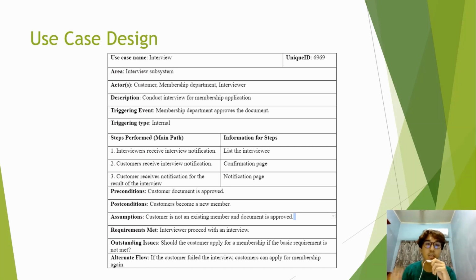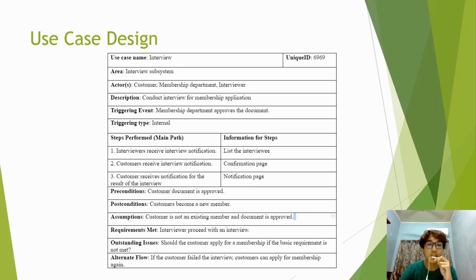The triggering event for this use case is the membership department approving the document. The triggering type is internal. The first step is that interviewers will receive the interview notification, which is the list of interviewees. Next, customers will receive the interview notification on the confirmation page. The last step is that the customer will receive notification of the result of the interview on the notification page.